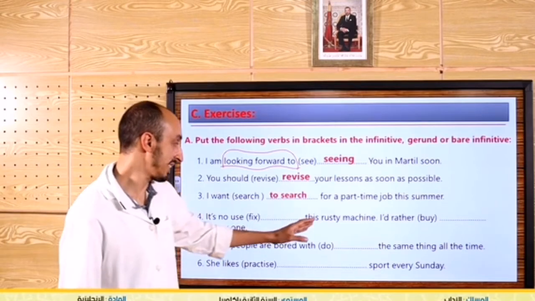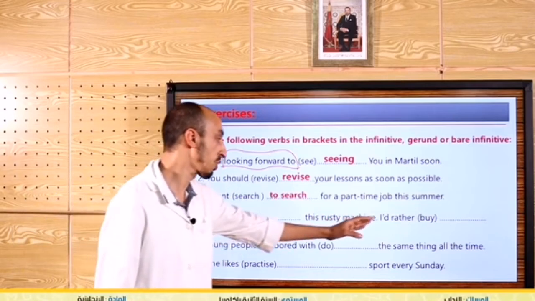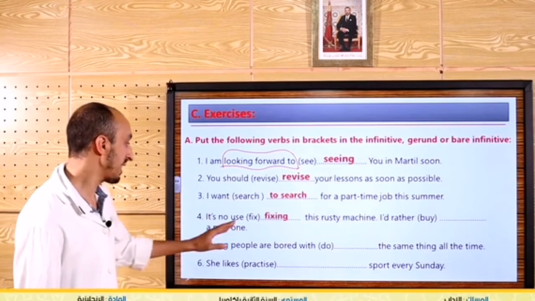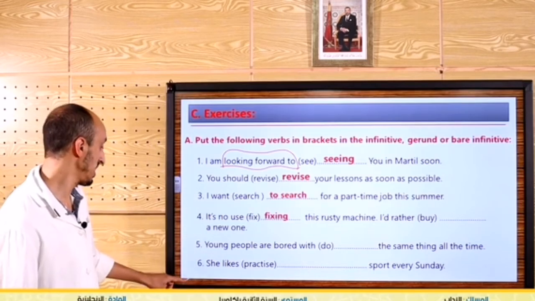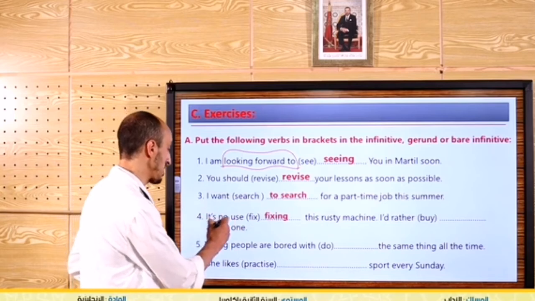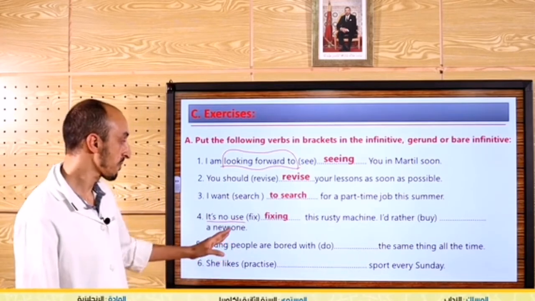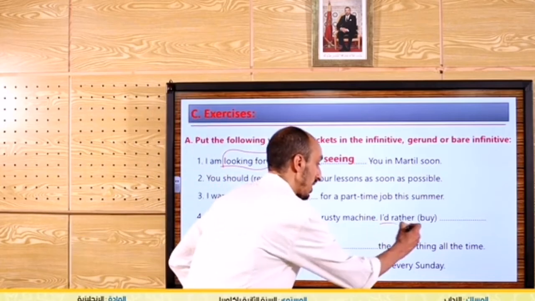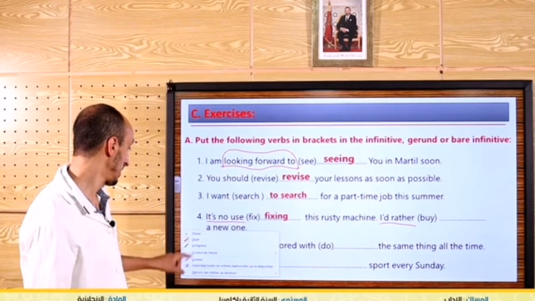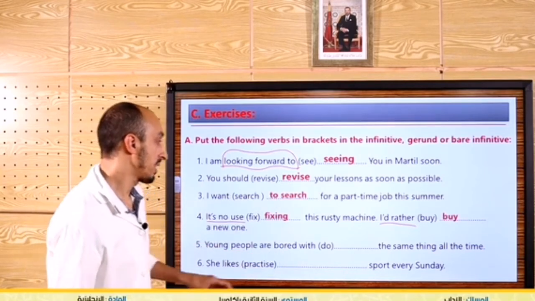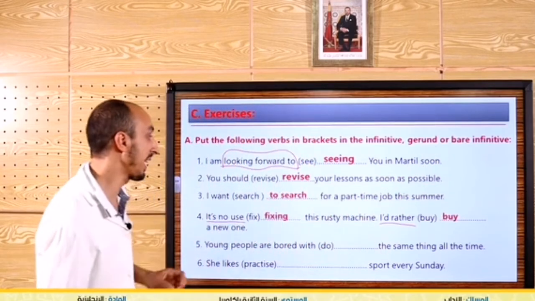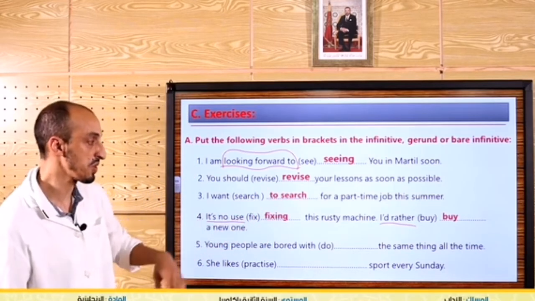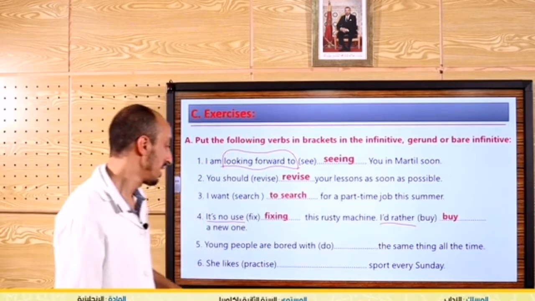It's no use fixing this rusty machine. I'd rather buy a new one. Okay? It's no use fixing this rusty machine. We have the ing form because we have the expression it's no use. I'd rather, we have another expression here, which takes the bare infinitive. I'd rather buy a new one. So fixing is a gerund form because we have the expression it's no use, but I'd rather takes bare infinitive, right?